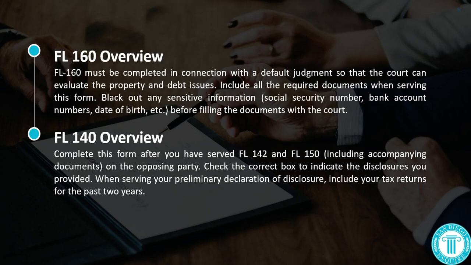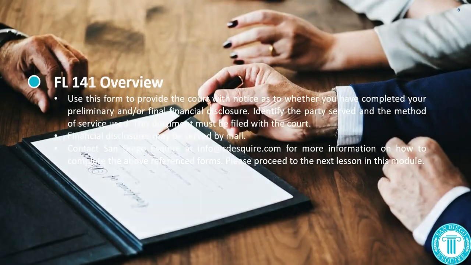FL-140 must be completed after you have served FL-142 and FL-150 on the opposing party. So again, both the petitioner and respondent must complete these forms. Check the correct box on these forms to indicate that disclosures you have provided is completed. Make sure you include your tax returns and all supporting documents when serving your preliminary disclosures on the opposing party.